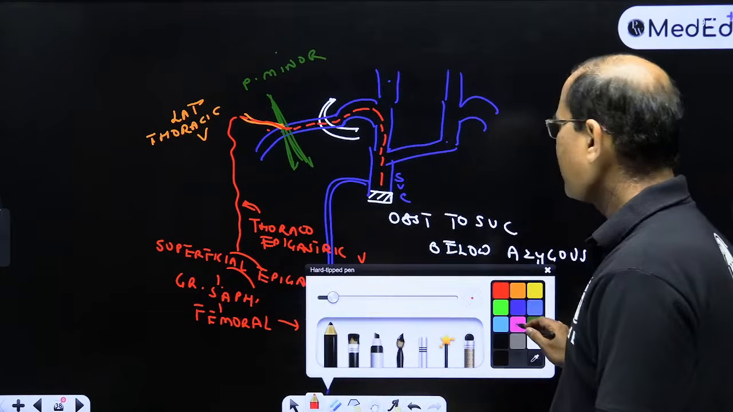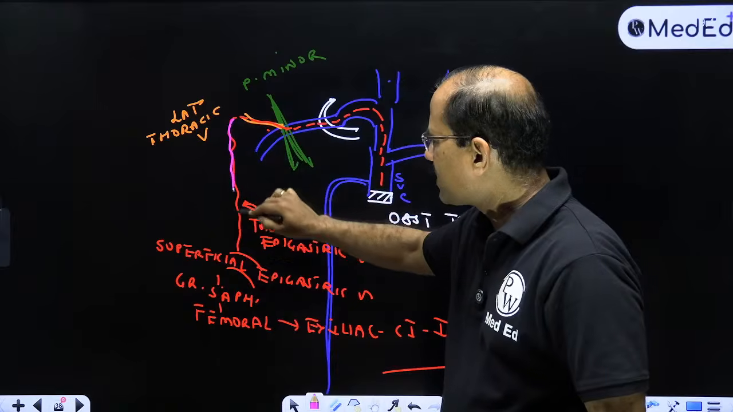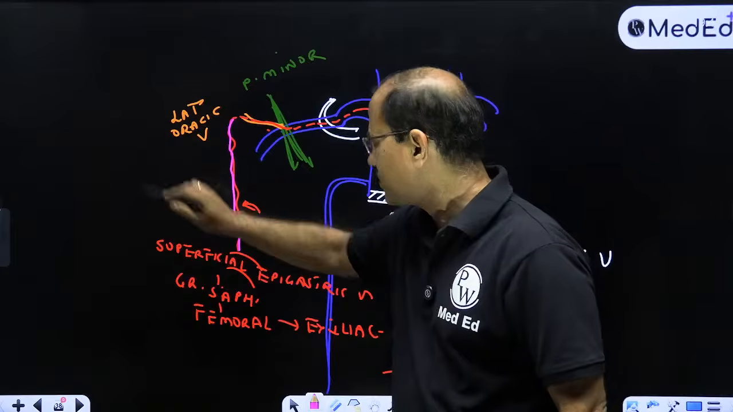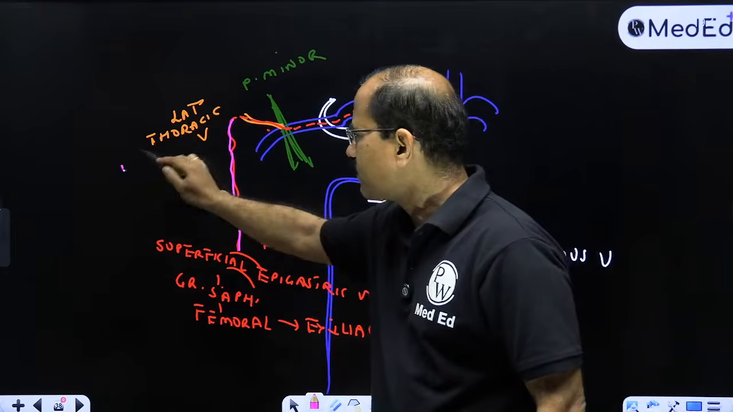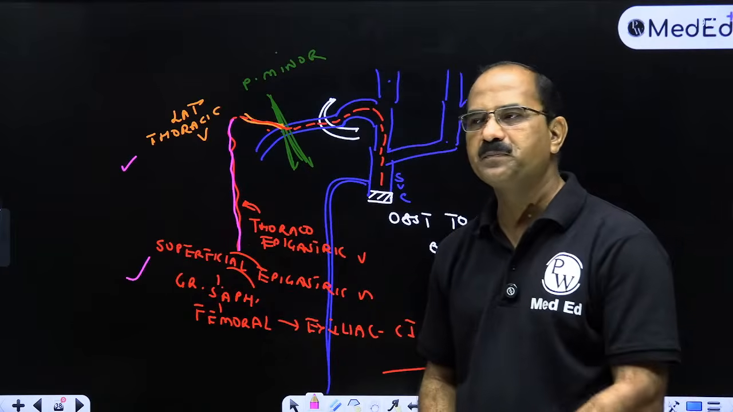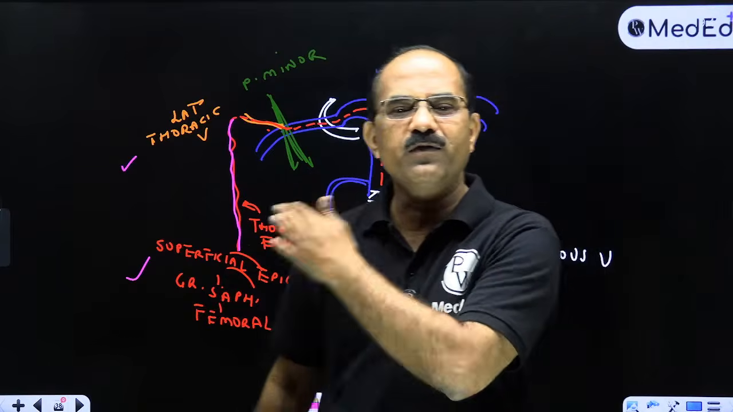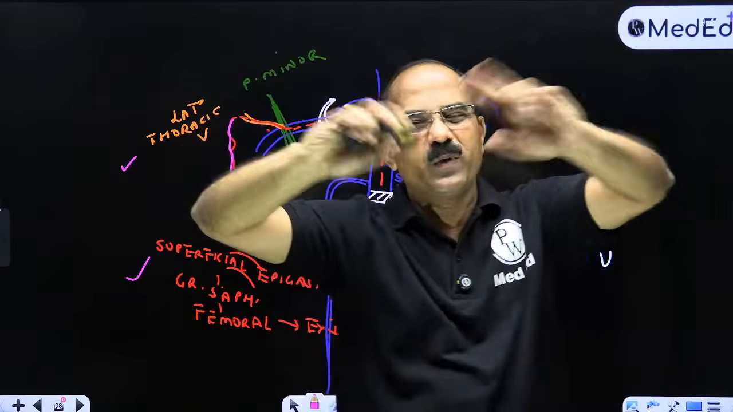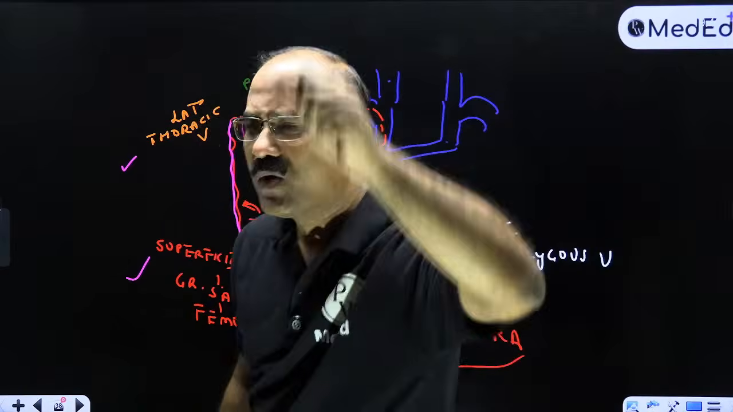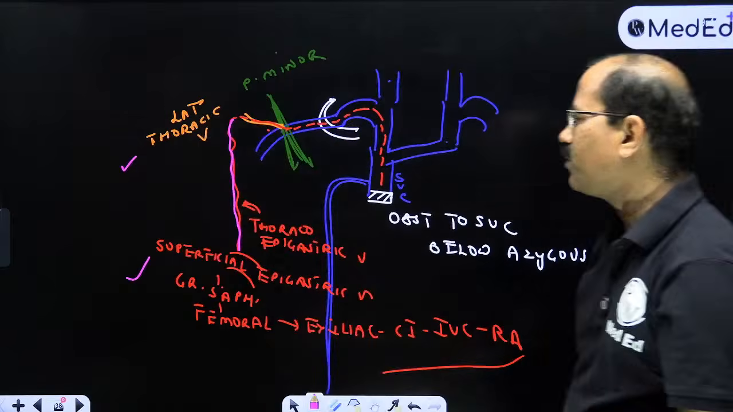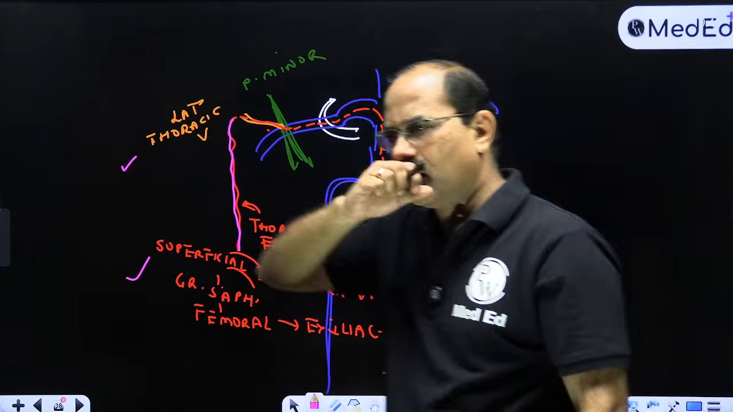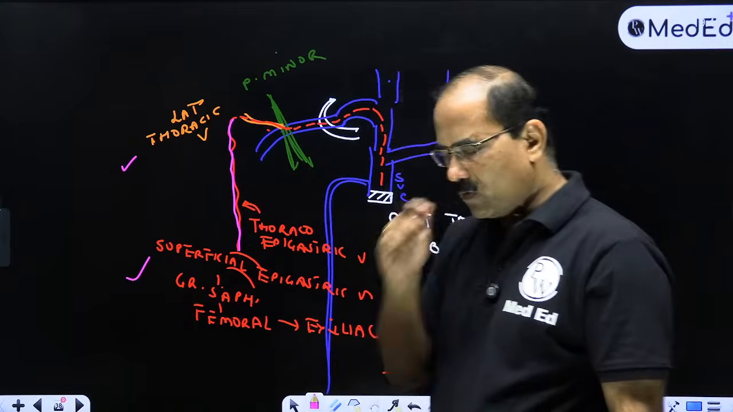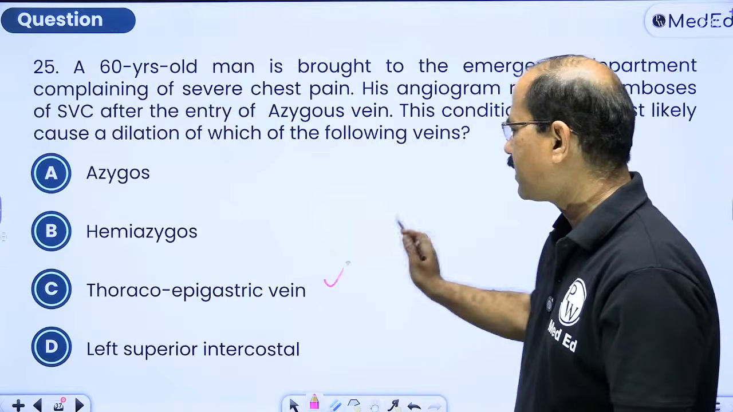समझ में आया ये? This is the thoraco-epigastric vein. वो दो veins को connect करती है. It connects the lateral thoracic vein of the upper limb with the superficial epigastric vein of the lower limb. तो यहाँ पे एक dilated and tortuous vein होगा. नाम है thoraco-epigastric vein. याद रखना, बहुत important है. Take this. Fine, बच्चों समझ में आया? Answer for this is thoraco-epigastric.